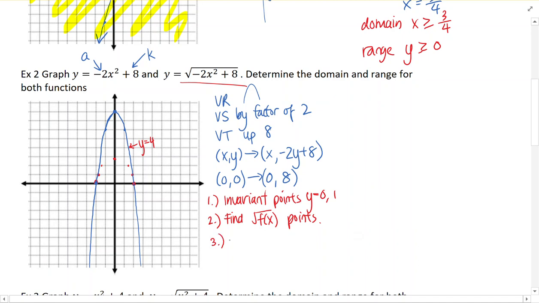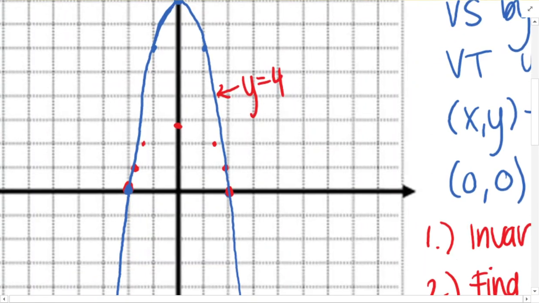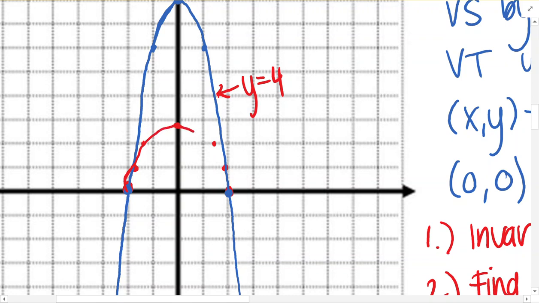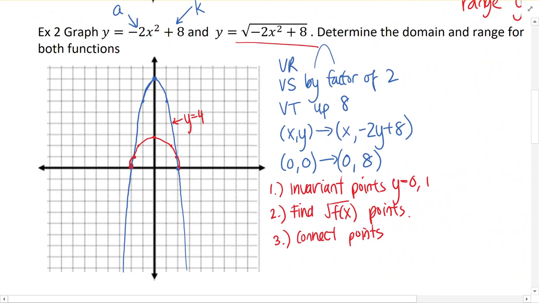And now it's just a matter of connecting the points. Remember, between y equals 0 and 1, the square rooted graph is going to go over. So let's zoom in here. We're going to go over and then under. And then it's going to go over like so. Very, very zoomed in here. All right, let's zoom back out.